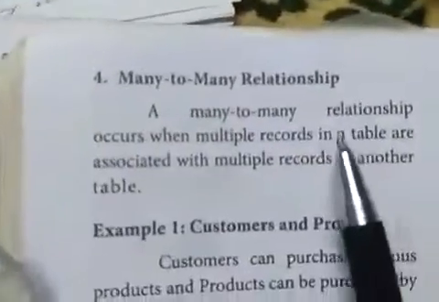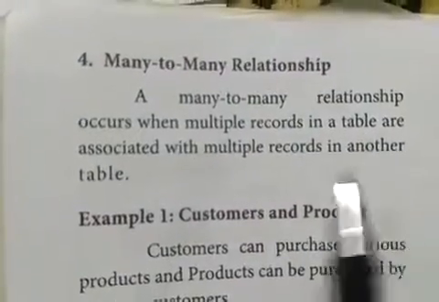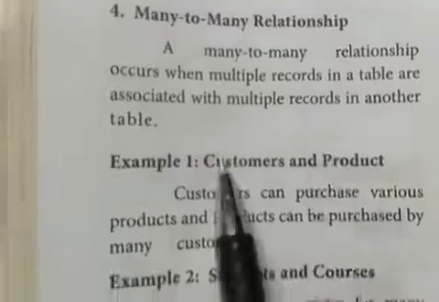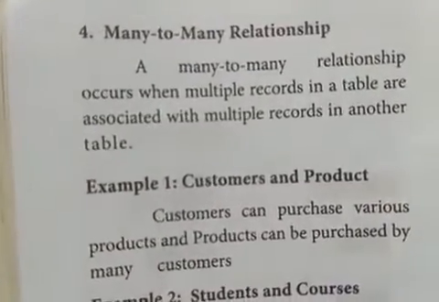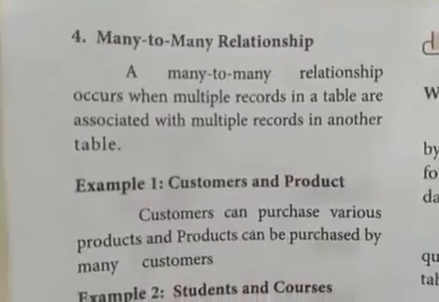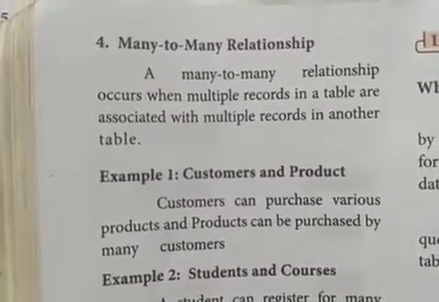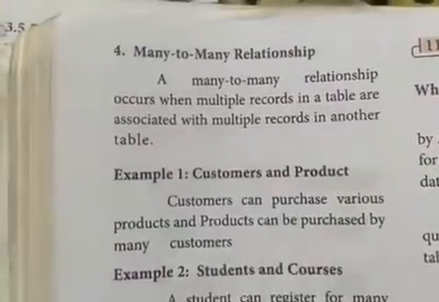What is a many-to-many relationship? This occurs when multiple records in a table are associated with multiple records in another table. The example is customers and products. A number of customers can purchase a number of products, and a number of products are purchased by a number of customers. This is the best example for a many-to-many relationship.